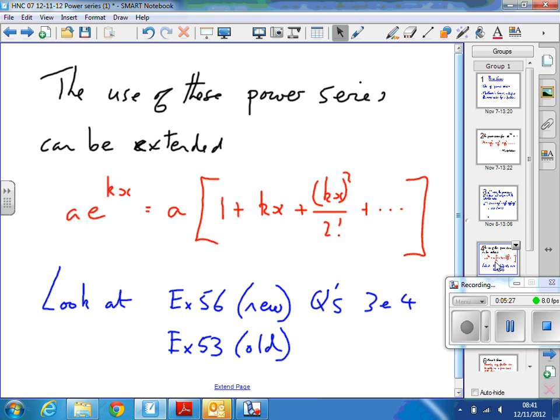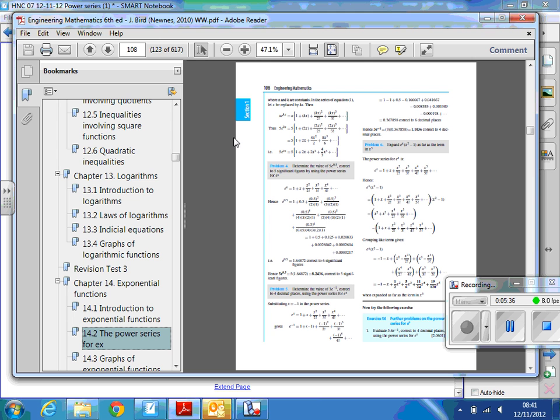Now in the textbook, exercise 56, I'd like you to just have a look at a couple of questions on that. So if we go to exercise 56 in the textbook, which is on page 108, you can have a look at those questions in there, and if I just give you a few minutes to have a go.